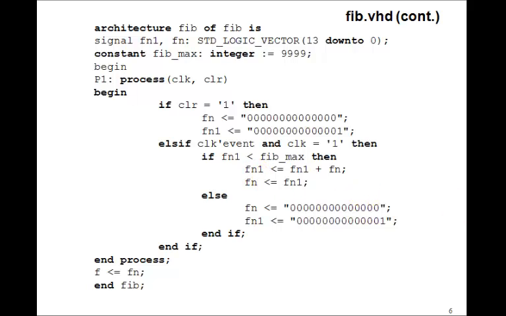The plus sign will implement the adder automatically here. When we get to 9999, we just reset Fn to 0 and Fn1 to 1, and the sequence will start over again. At the end, we'll take the output F and set it equal to the signal Fn.